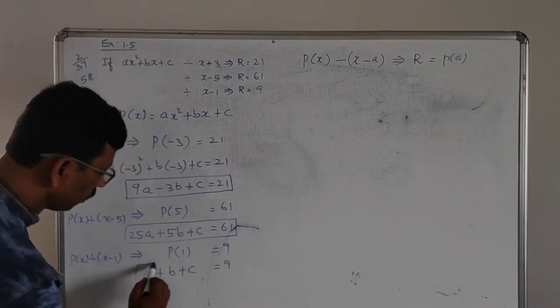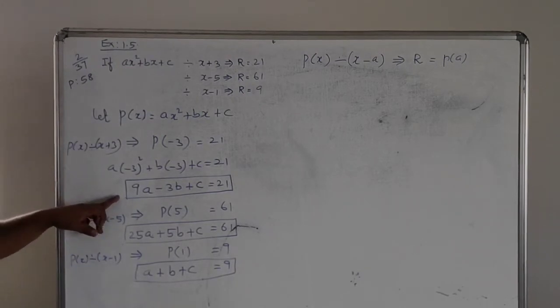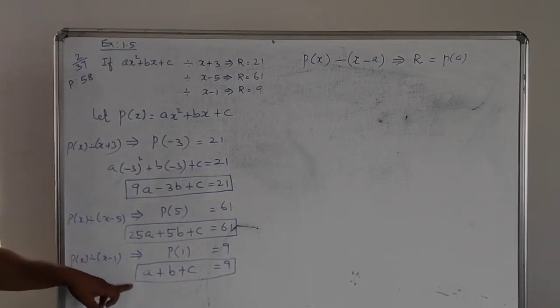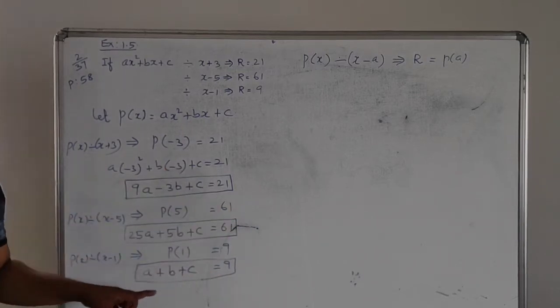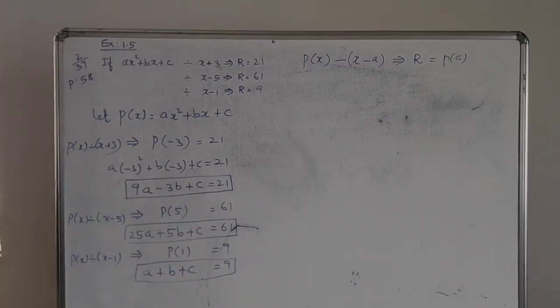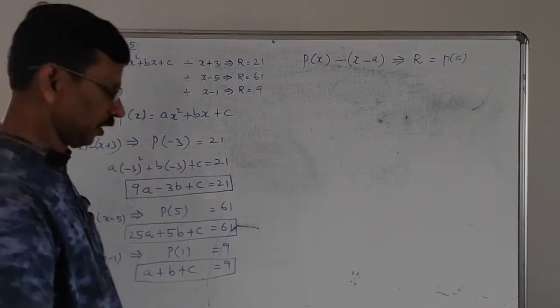Now we got 3 equations. This is equation number 1, this is equation number 2, this is equation number 3. Now these 3 equations can be solved by Gaussian elimination method. Therefore, first of all, we have to find the augmented matrix.